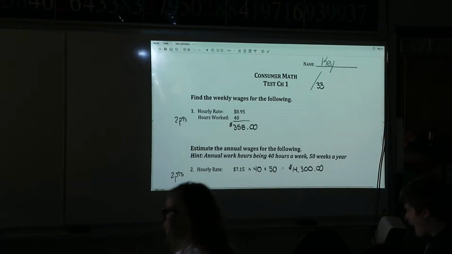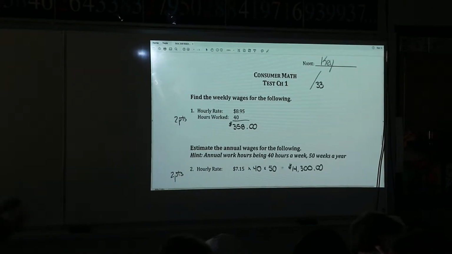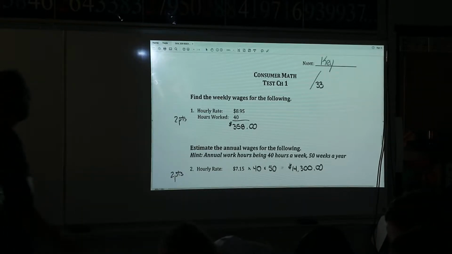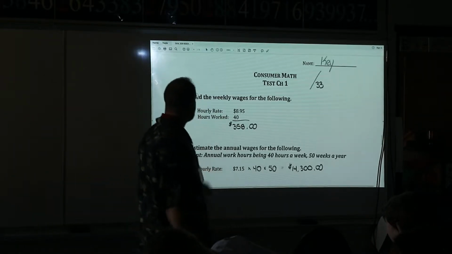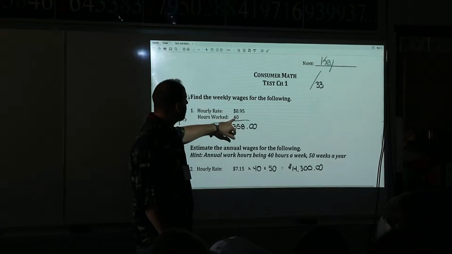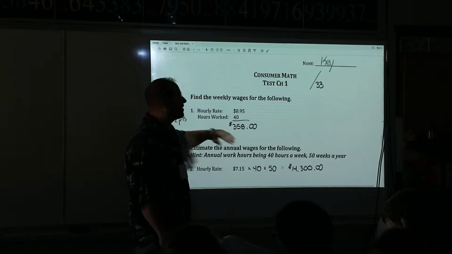Missed it, what the point systems are. It's out of 33, you guys already saw that. Number one's worth 2 points, just have to multiply, get the right number on that, and make sure you have it all labeled and whatnot. Okay, you take your hourly rate times 40, you're gonna get $358 even.